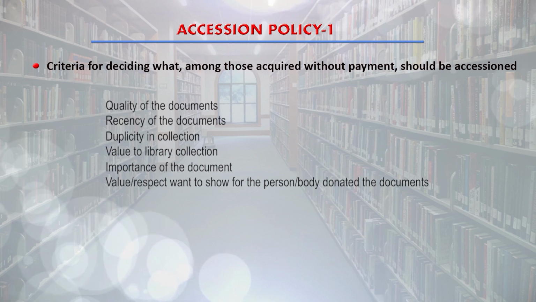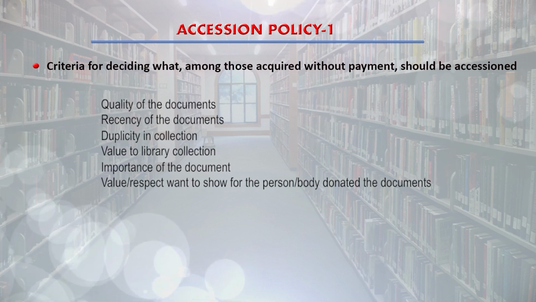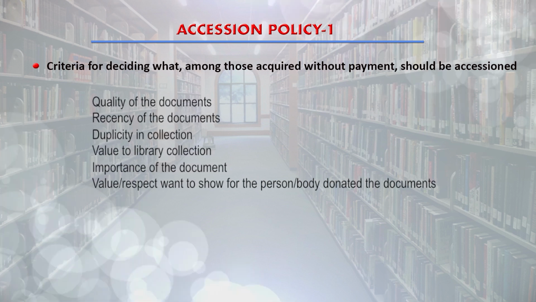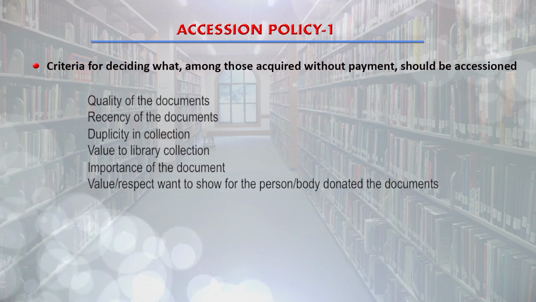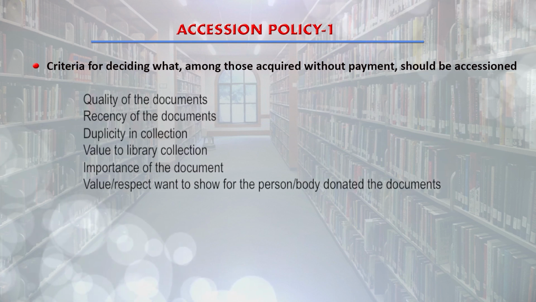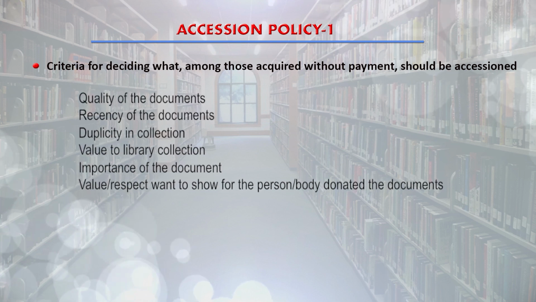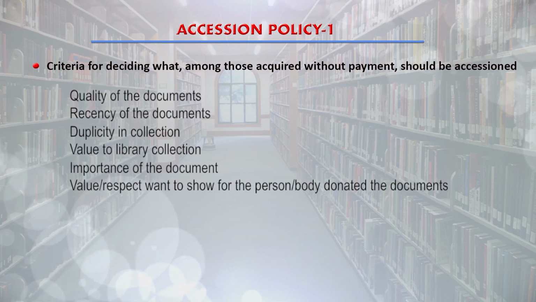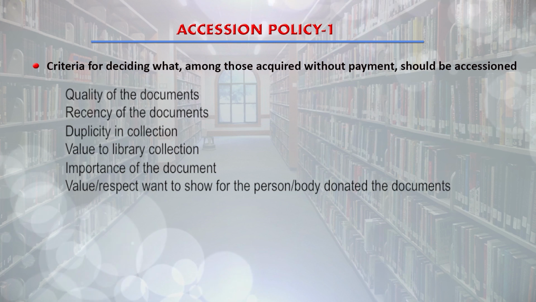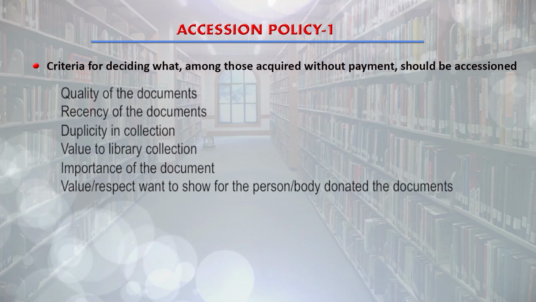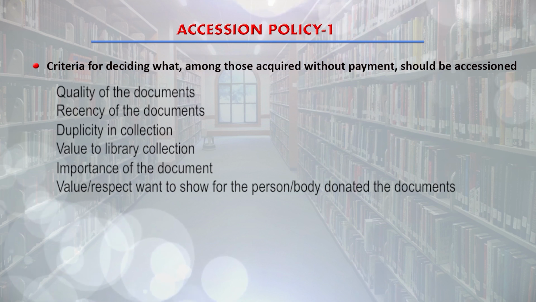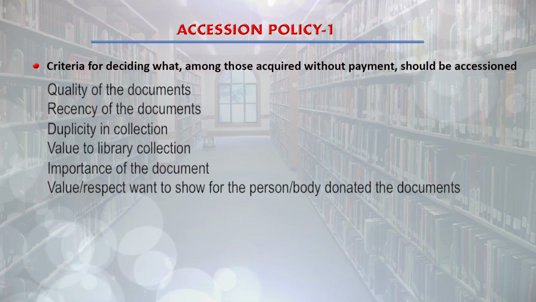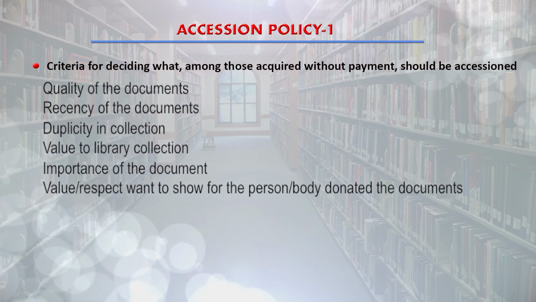Whenever we want to purchase anything, or before accessioning gratis documents, it needs to be seen whether we are fulfilling all these criteria, such as the quality of the documents, because people send them to you free of cost. Whether the quality is good or bad, and the recency of the document, is important. Duplication means if that document is already in the library and you don't think we need more than one copy, then this document will be rejected.